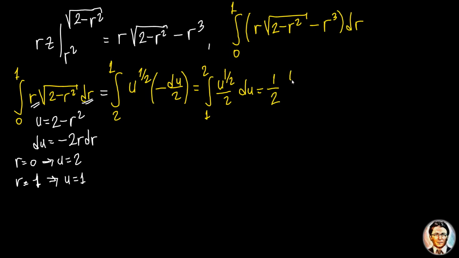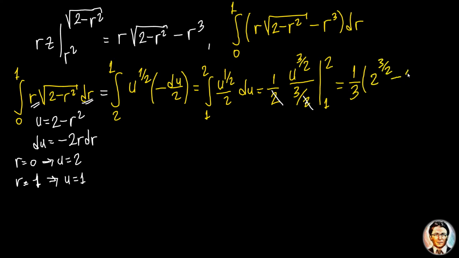1 over 2, integrate u to the 1 over 2, which gives u to the 3 over 2 over 3 over 2, with u from 1 to 2. So simplify these 2's here. We will get 1 over 3 times 2 to the 3 over 2 minus 1 to the 3 over 2. 2 to the 3 over 2 is square root of 8, which is 2 square root of 2, and this one is 1.